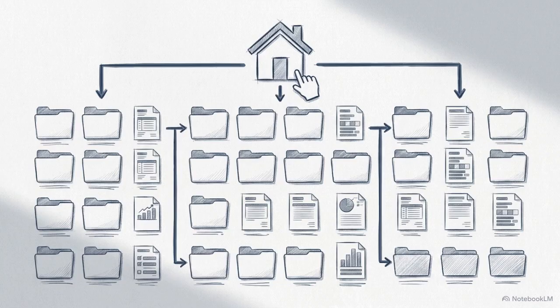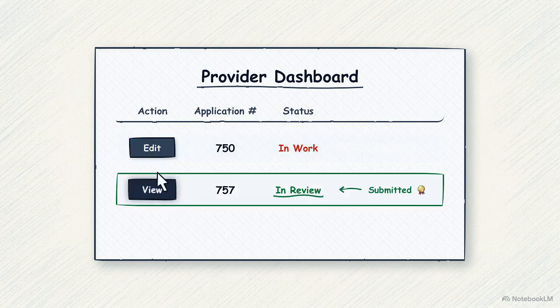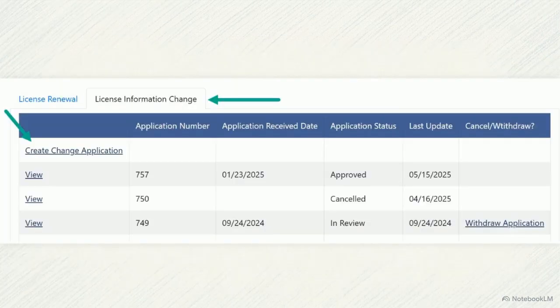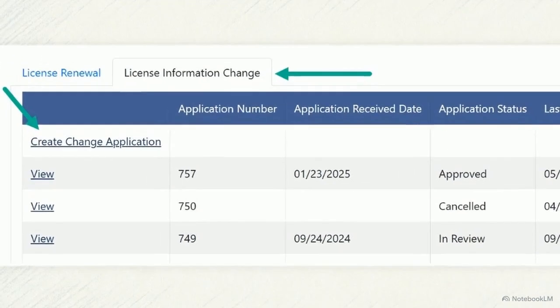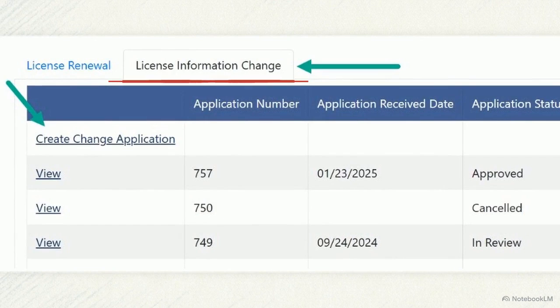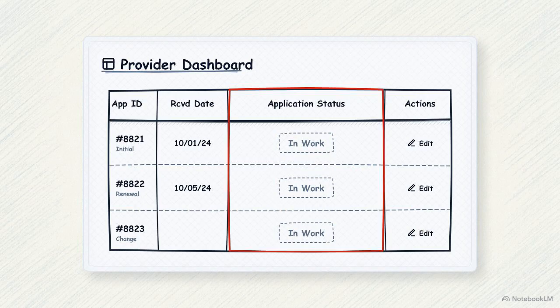Once inside the provider dashboard, you will see a list of your applications. Click Edit to continue working on an active draft, or View to look at an application you have already submitted. This dashboard screen shows where you initiate specific requests. To update your current details or file your renewal, select the dedicated tabs at the top labeled License Information Change or License Renewal. In this same table, check the Application Status column.